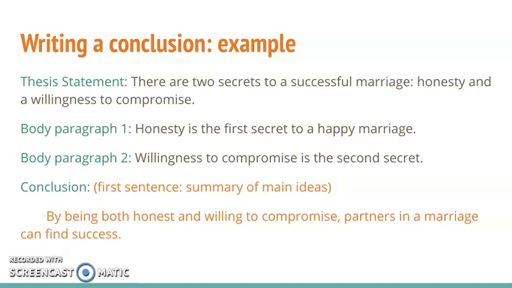So my conclusion is going to start with the summary of the main ideas. And like I said before, I'm going to start with those body paragraph ideas and move kind of backward from there. So I'm going to say, by being both honest and willing to compromise, partners in a marriage can find success. This is a good way to make sure that my summary sentence looks different from my thesis statement. It's usually in the opposite order, but there are many ways to write this sentence.